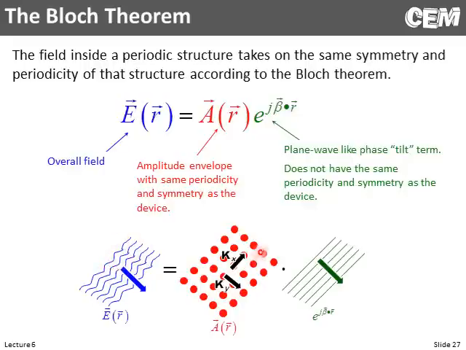We can decompose this into an amplitude envelope, so these will be the bumps, if you will, and then we have this plane wave looking thing, and the product of the bumps and the plane waves gives us our bumpy plane wave.